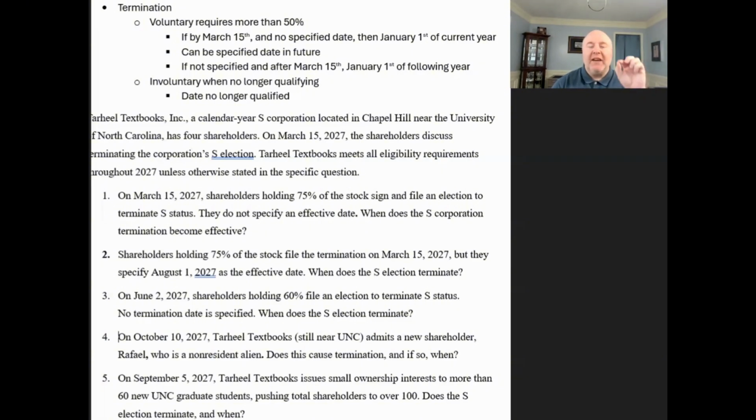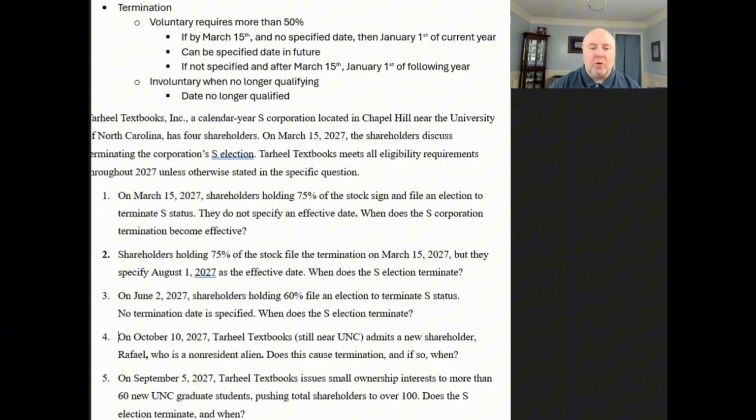They can go pound sand because that termination is going to be effective because we have over 50%. So when we're dealing with this S election and termination of it, we know that we can terminate it voluntarily, it's more than 50%. So the next question is, when does it become effective?